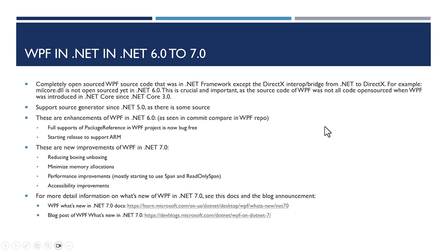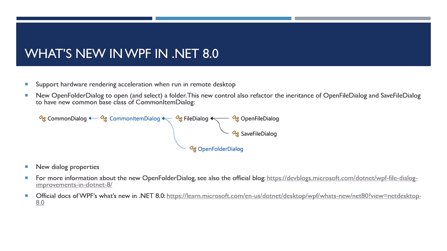Okay, right now we are going to discuss .NET 8.0. The first one is support for hardware rendering acceleration when run in remote desktop. Usually, when you have a WPF app, even in the .NET Framework world, when that app is run inside a remote desktop, it will always use software rendering by default. Now you will have hardware rendering acceleration when run in remote desktop.